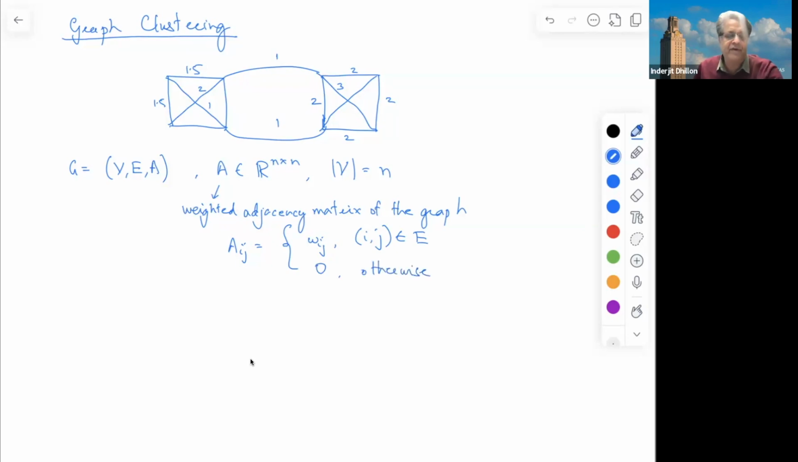The edges that are missing, for example, there's no edge between the top left vertex and the top right vertex, so that edge weight is 0. And what is the goal of graph clustering?